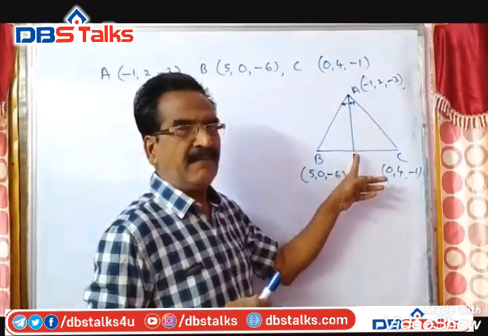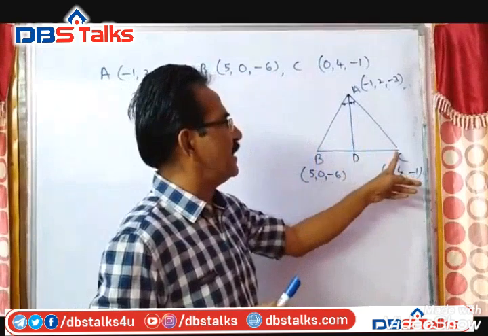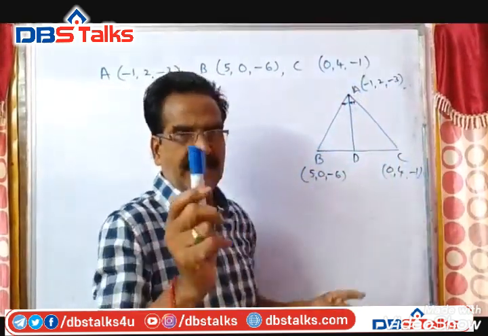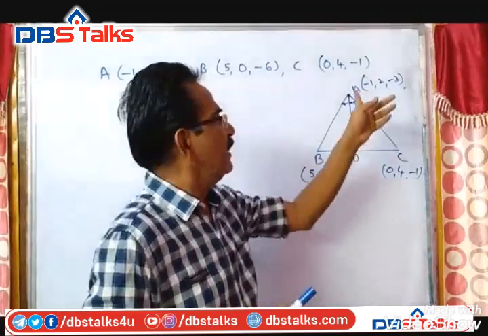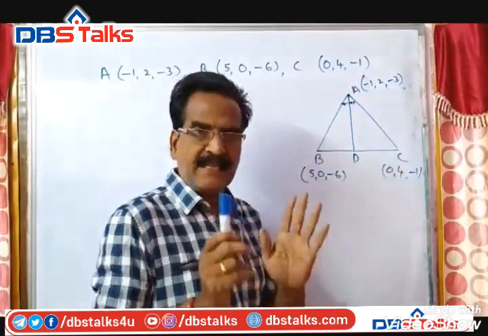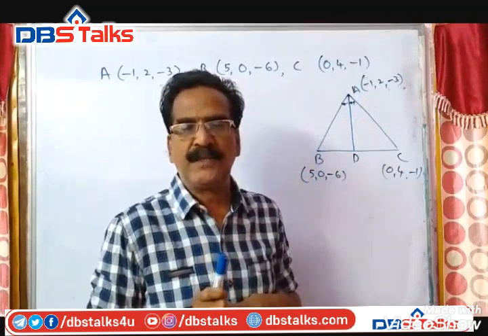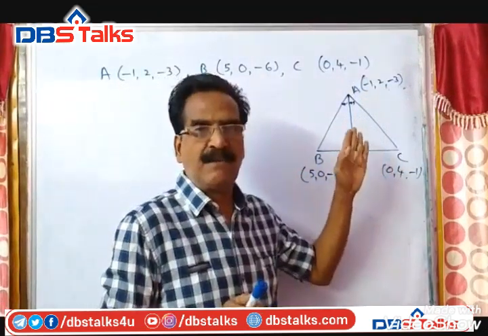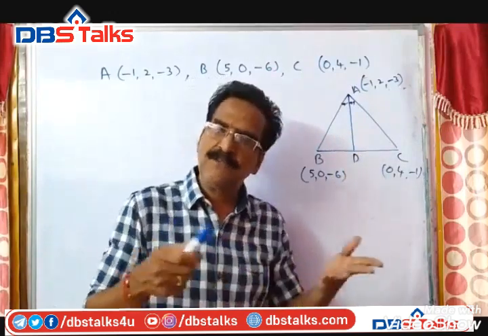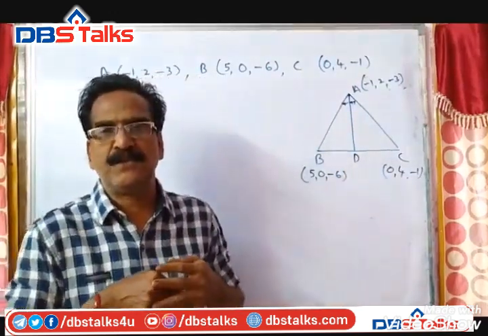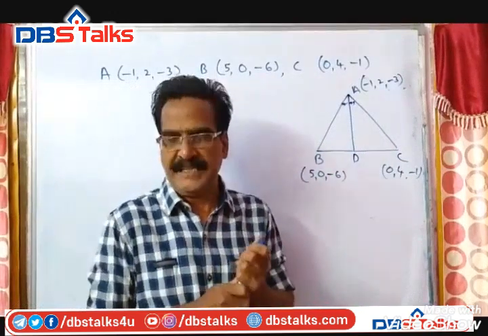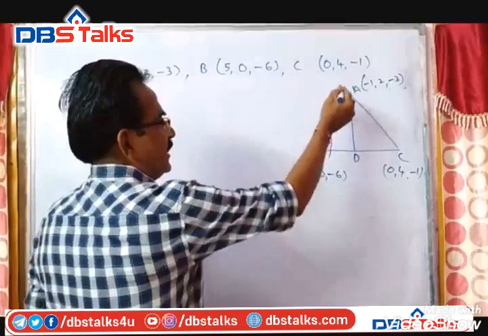So D divides BC in the ratio of AB and AC. So let us find AB. Let us find AC. Then we get the ratio. Then we can find the coordinates of D, and thereafter we can find direction ratios and we can also find the direction cosines of AD. Okay friends, first let us find AB.